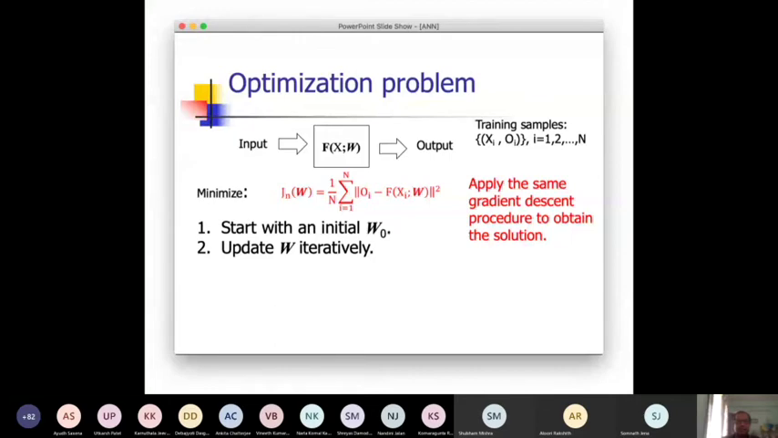You can start with an initial W and go on updating W iteratively, and you have to compute the gradient at that parameter point. You move towards the opposite direction of the gradient. You can see this particular notation. This is the gradient value, and as you can see, there is a negative sign. Since we are moving in the opposite direction, it becomes positive, and this is the step size.